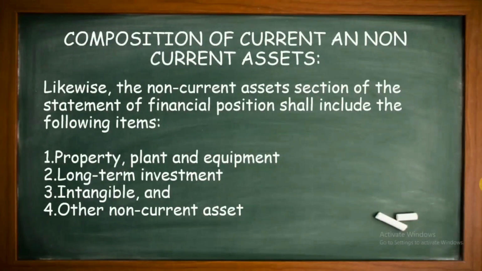Likewise, the non-current asset sections of the statement of financial position shall include the following items. Number one, property, plant, and equipment. Number two, long-term investment. Number three, intangible. Number four, other non-current asset. Yung sa compositions of non-current asset is ire-report ng ating next reporter.